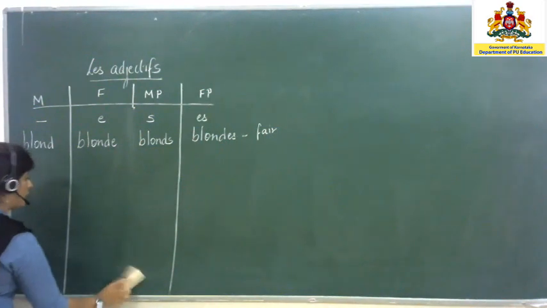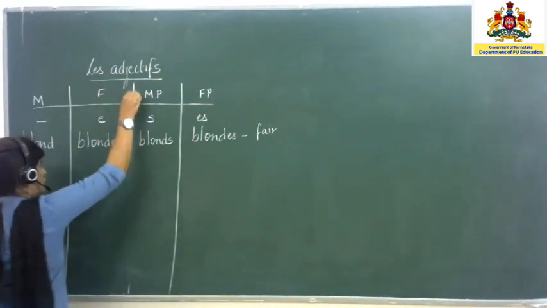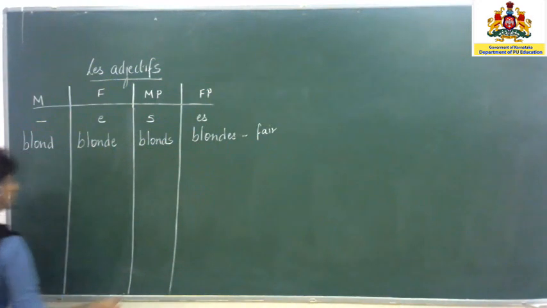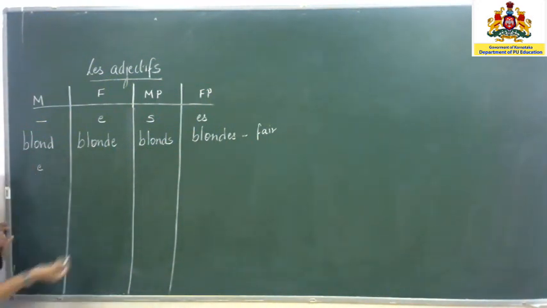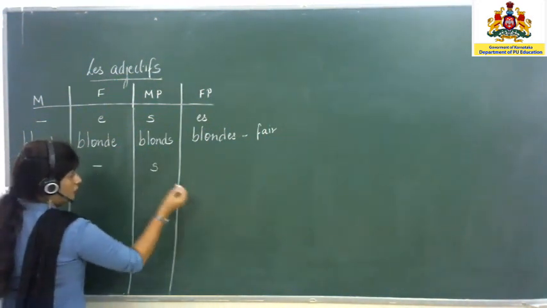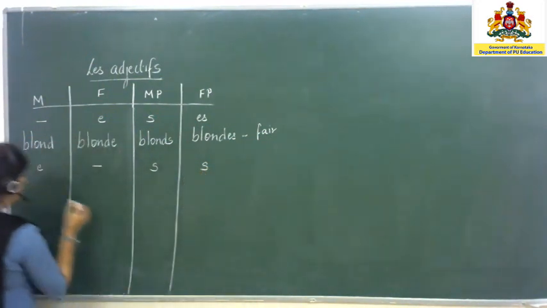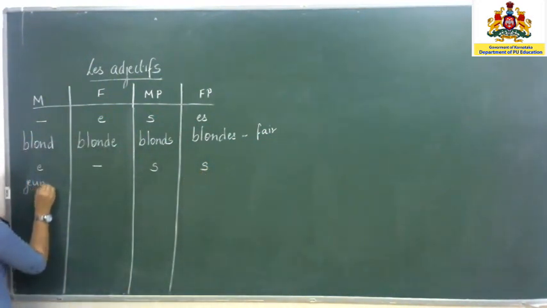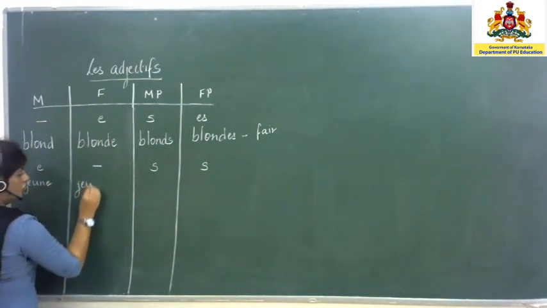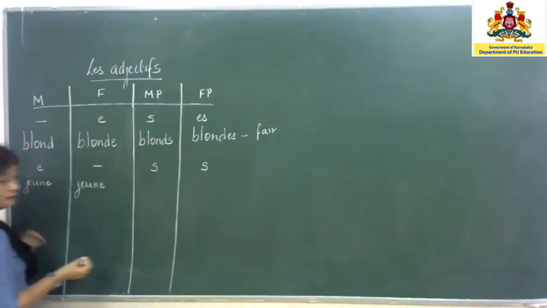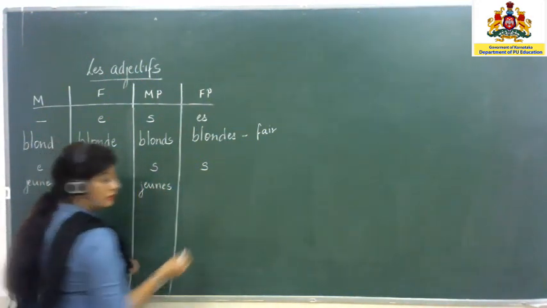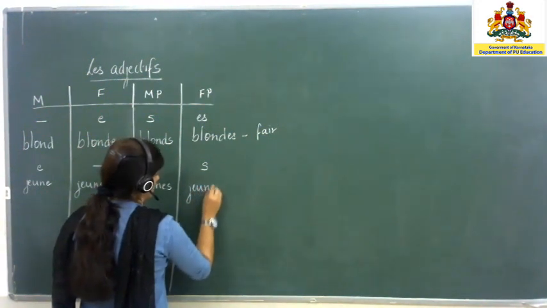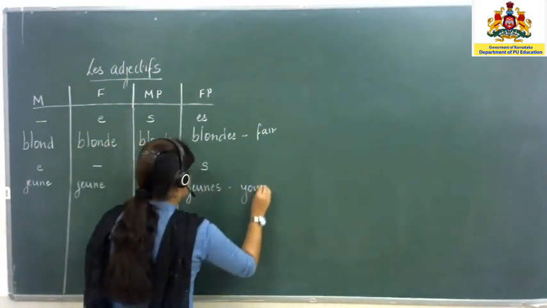So for any adjective that could end with anything, if you want to change from masculine to feminine, you should just add an E to it. If the masculine already ends with an E, then do not add another E to the feminine. Just add an S to the plural and an S to the feminine plural. Example, jeune. It remains the same. Jeunes with an S, meaning young.